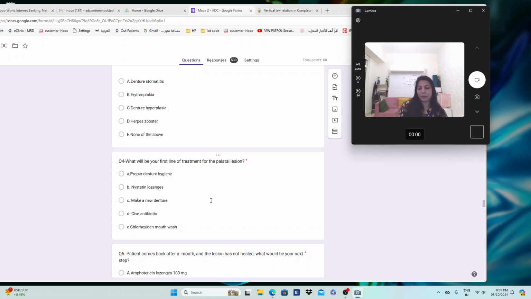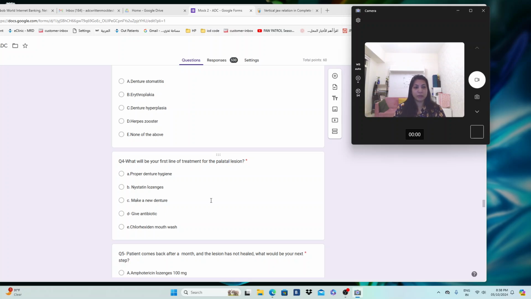It's like the patient is coming to you with a little inflammation of the gums, and you see a lot of plaque there. What is the first thing you're going to tell the patient? Maintain oral hygiene, please. Then you will start cleaning and applying something. But the first thing, you understand why this has happened, because the patient wasn't brushing. Similarly, the first line of treatment is proper denture hygiene. Nystatin lozenges, make a new denture, give antibiotic, chlorhexidine mouthwash, all are correct, but that's not my first line. My first line is just maintain proper denture hygiene, because options B, C, D and E are treatment.